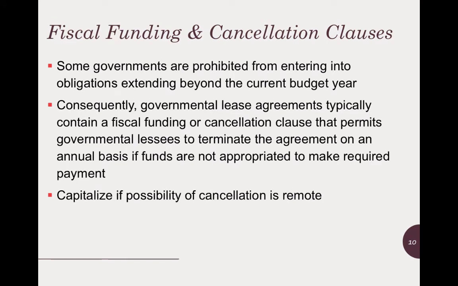Another key feature, particularly of governmental leases, are these things called fiscal funding and cancellation clauses. A lot of governments are prohibited from entering into long-term obligations, and so they need to include these fiscal funding and cancellation clauses in their lease contracts in order to make it at least appear that they could back out at any time they want, and therefore they haven't committed themselves to a 10-year contract, for instance, even though they've signed a 10-year contract.